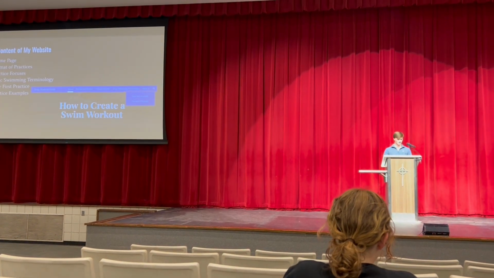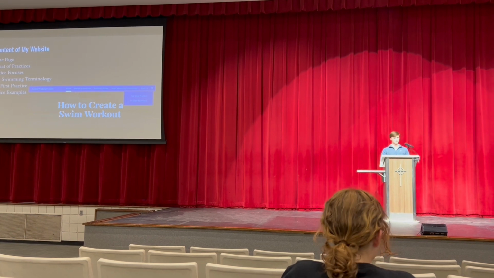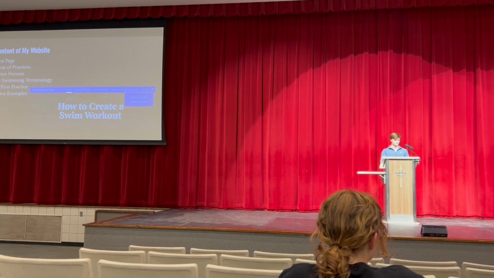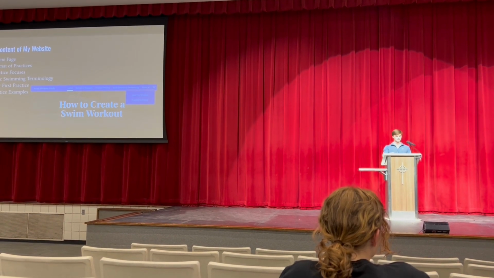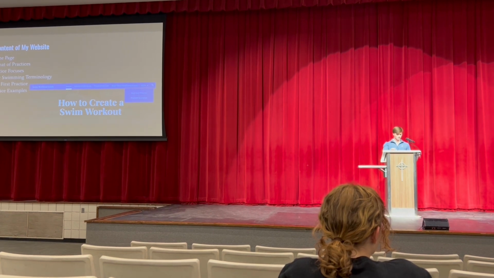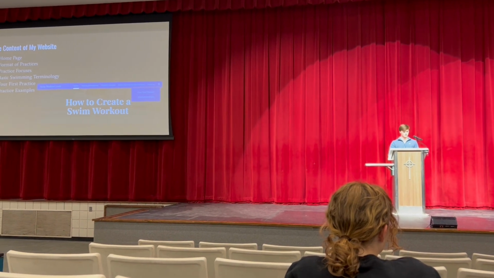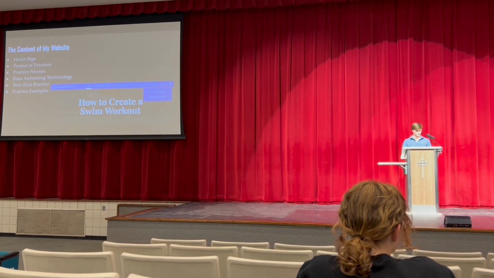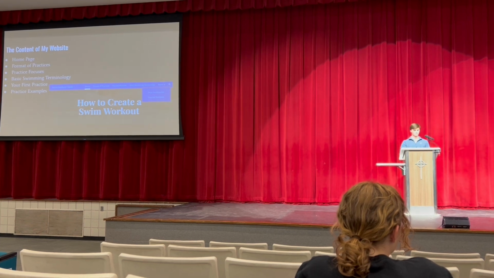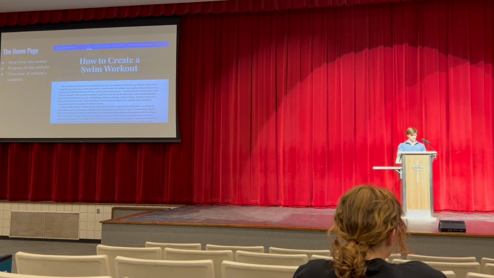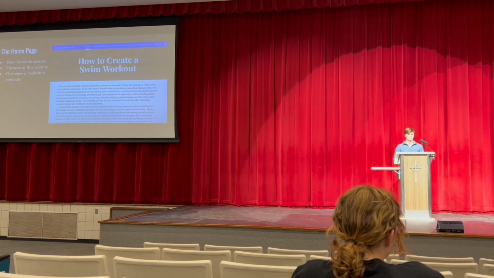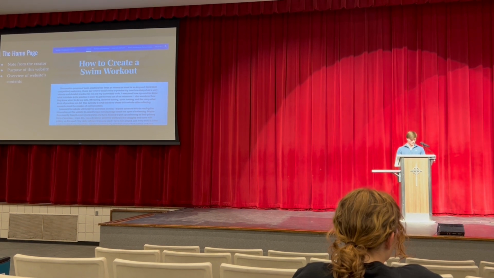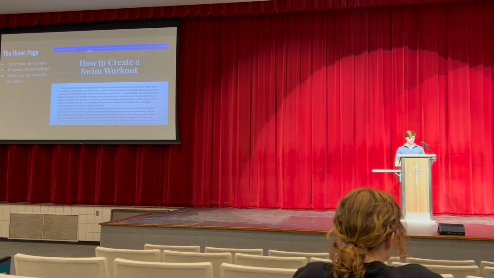So on my website, I have 6 different categories. I have a home page, a category about the format and practices. I have a list of practice focuses. I have basic swimming terminology. And then I have a note to beginner swimmers on different things to consider for their first practice. And I have a few practice examples. So on the home page, I have a note by me, the creator, that really just tells the purpose of the website and is an overview of the website's contents.